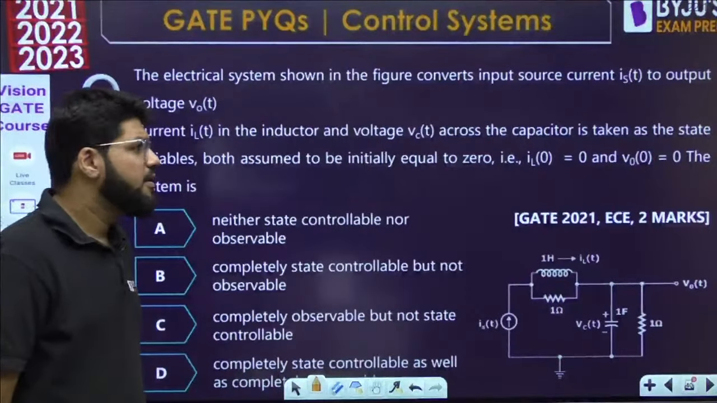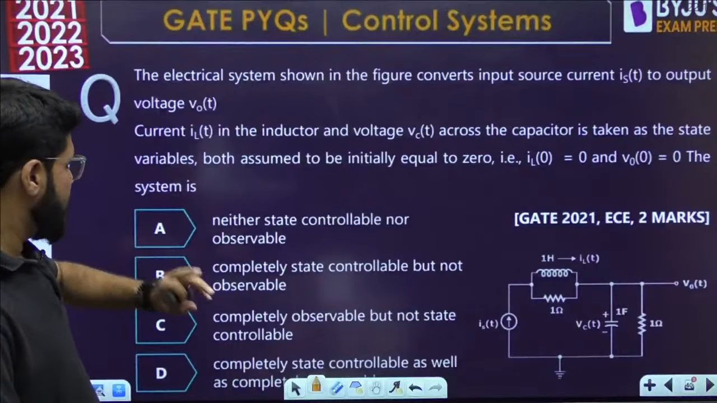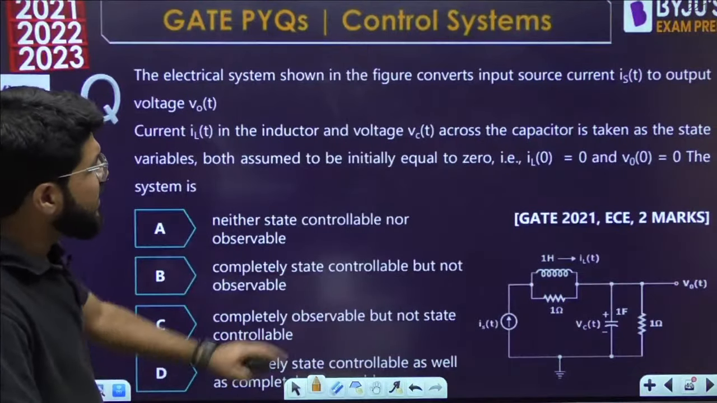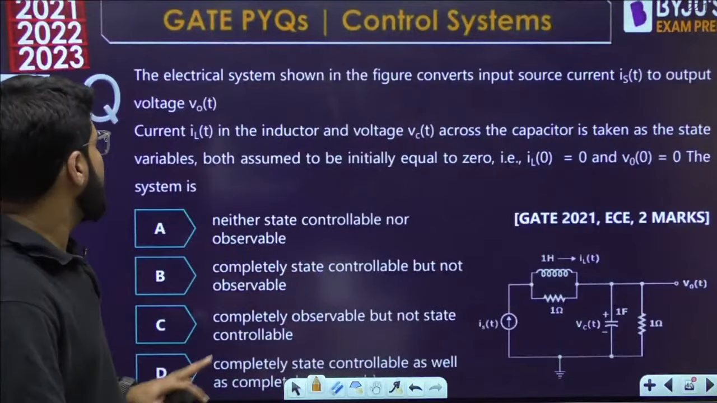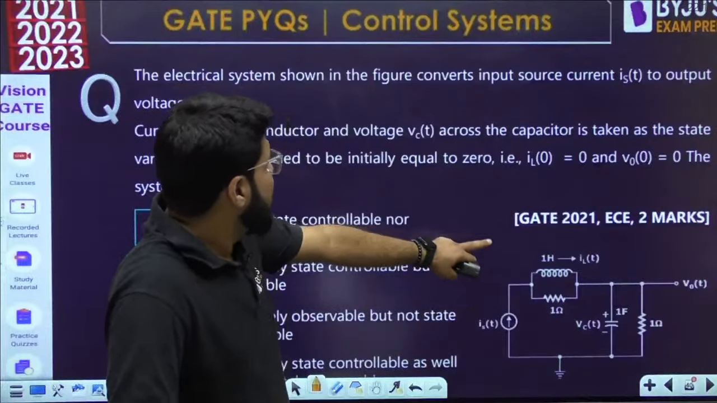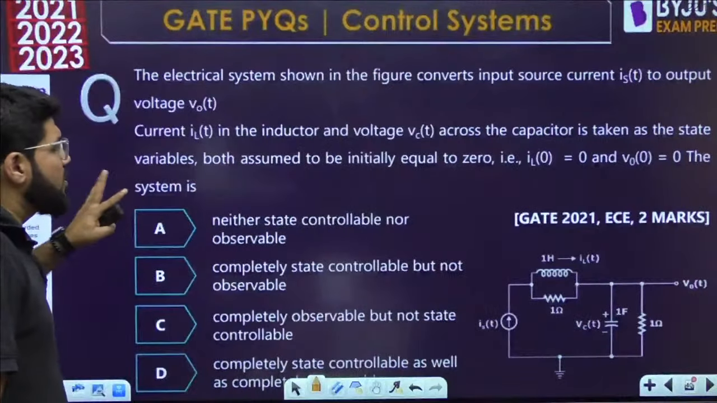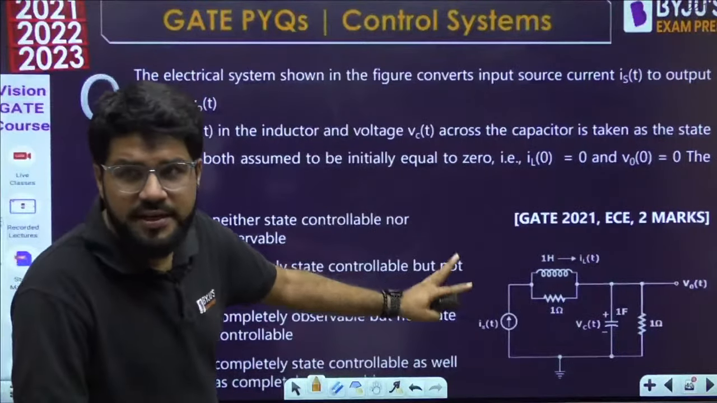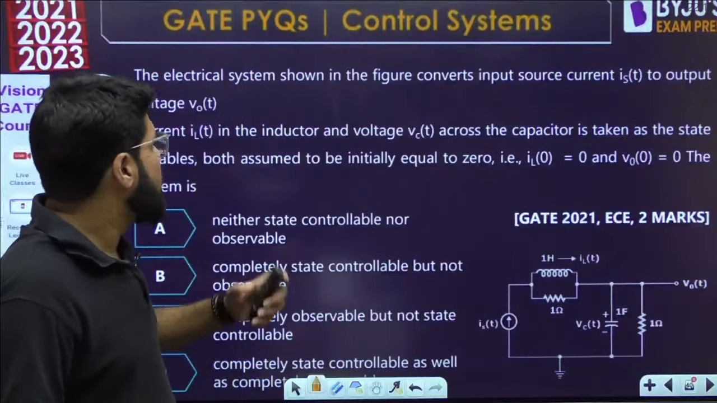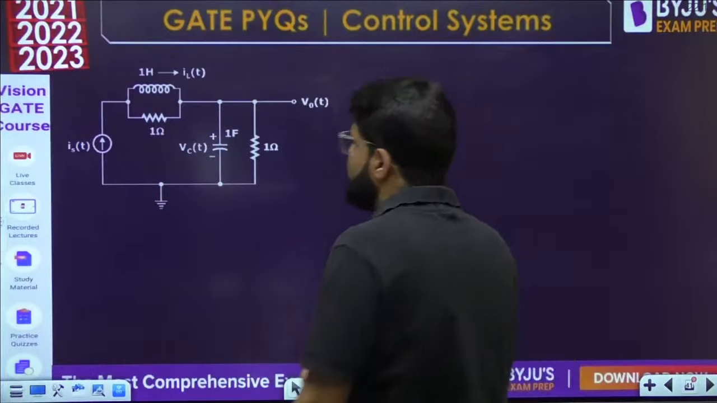The electrical system shown in the figure, now an electrical network based question, 2021, 2 marks, converts the input source i_s(t) to the output voltage v_0(t). The current i_L(t) in the inductor and the voltage v_C(t) across the capacitor are taken as the state variables, both assumed to be initially zero. So initial conditions are zero. What is the system? You have to talk about the controllability or the observability of the system.